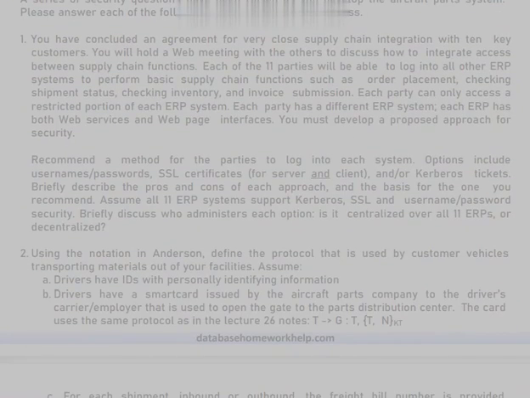A series of security questions have been raised as you develop the aircraft parts system. Please answer each of the following questions in 1 page or less.